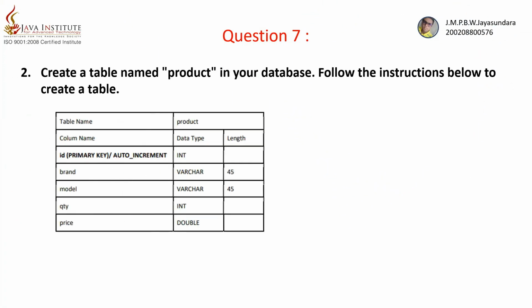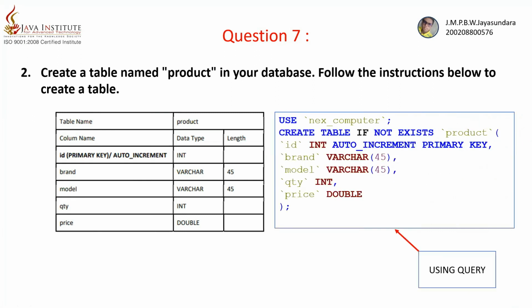In the second question, it says, create a table name product in your database. Follow the instruction below to create a table, and they have provided us with necessary instructions. So when we create a table, we need to define what database we are using first, and then we can run a create statement. In here we have said we are using Next Computer database for creating this table, and then we have run our create statement in here, and we have given our table name as product, and then here we have our column names and data types and data lengths.